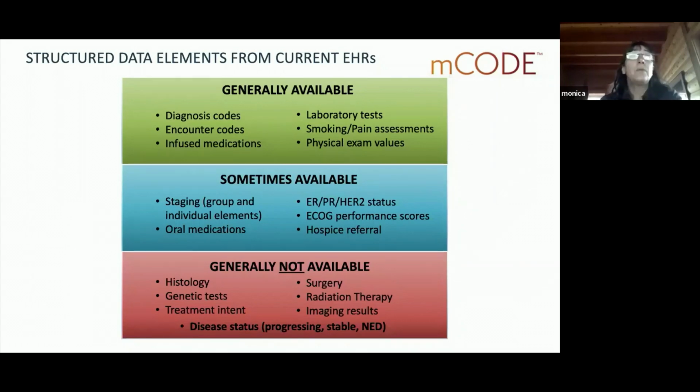And then in the red, you see data that is almost never available. What kind of surgery exactly did a patient have and what were the indications? Genetic tests, treatment intent, and then in bold down there at the bottom, disease status. Is a disease progressing, stable, or does the patient have no evidence of disease after a cancer treatment? If we can't get this kind of information out of a clinical record, it is very difficult to perform some of the research that we really want to see possible.